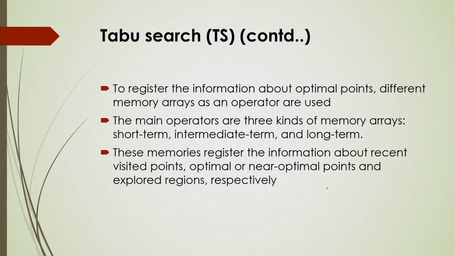Reverse movements are not allowed in order to avoid falling into a local optimum. To register the information about the optimal points, different memory arrays are used as operators. Generally three kinds of memory are considered: short term, intermediate term, and long term. These memories register information about recently visited points and optimal or near-optimal points, and also guide exploration of the regions accordingly.